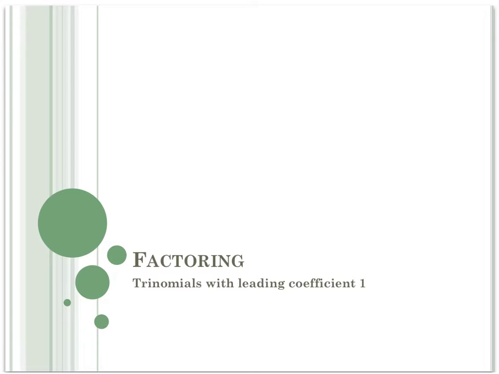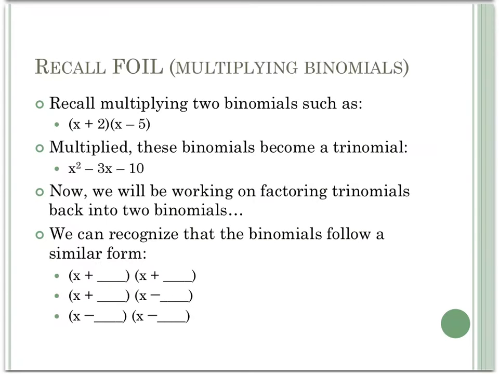In this lesson, we're going to be talking about factoring trinomials that have a leading coefficient of 1. First, we want to recall how we multiplied binomials. For example, the binomial x plus 2 times x minus 5. And you might remember FOIL.